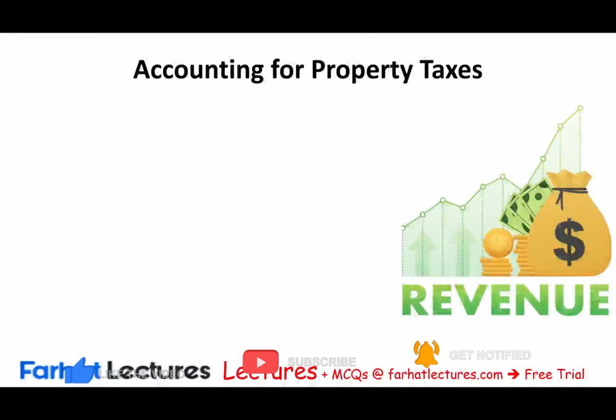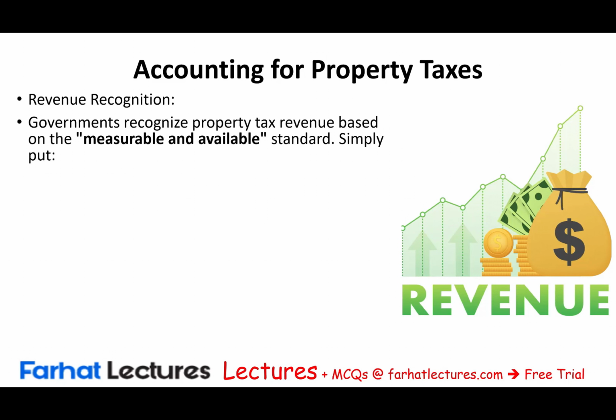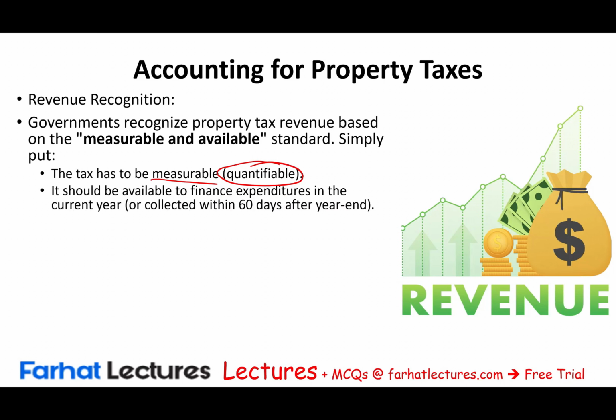Let's take a look at the accounting treatment for property taxes. Revenue recognition. When do we recognize revenue? This is important. Well, when it's measurable and available. Simply put, the tax has to be measurable. It means we can quantify it, put a dollar amount on it. Of course, you cannot record something with no figures, with no quantity. That's one. Two, it should be available to finance expenditure in the current year or collected 60 days after year end. So this is how property taxes work.